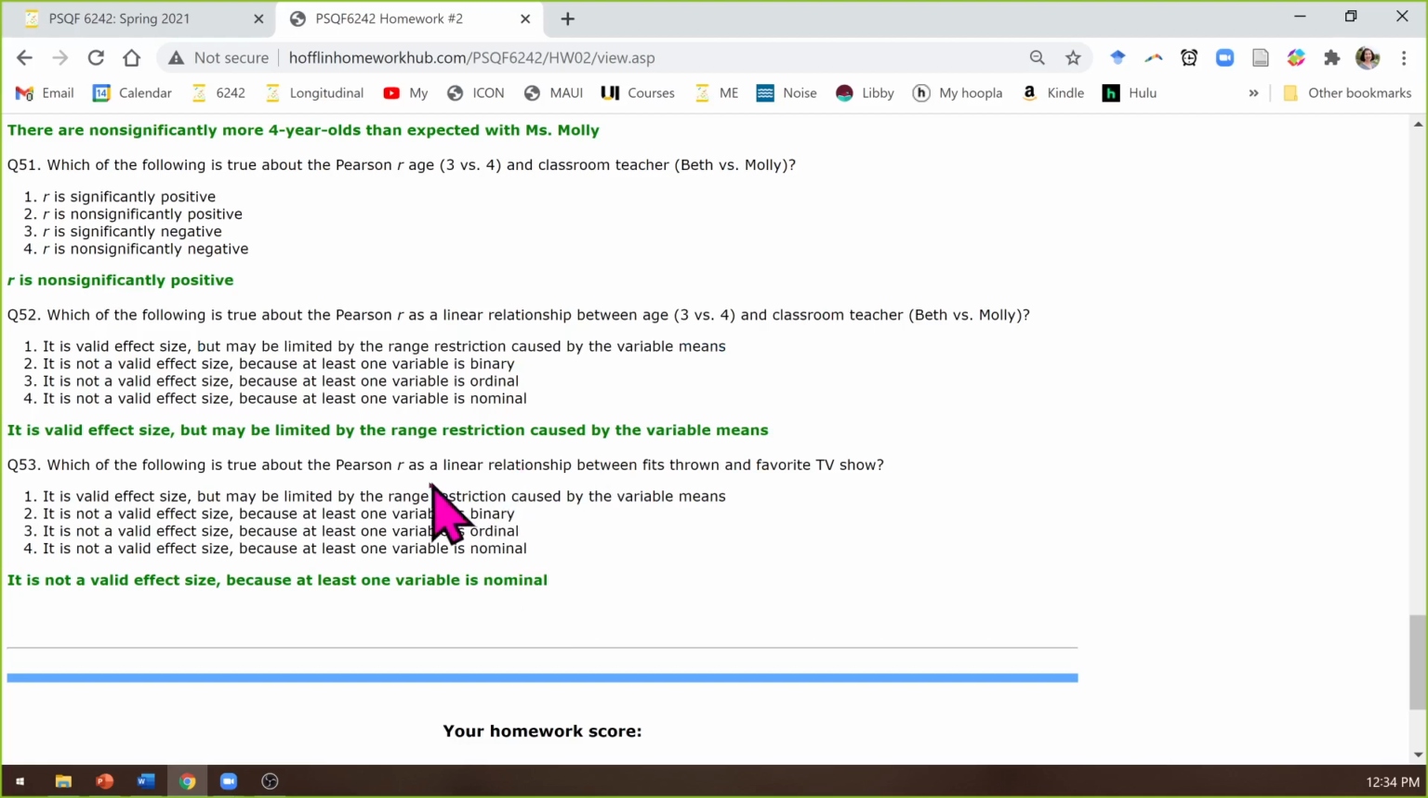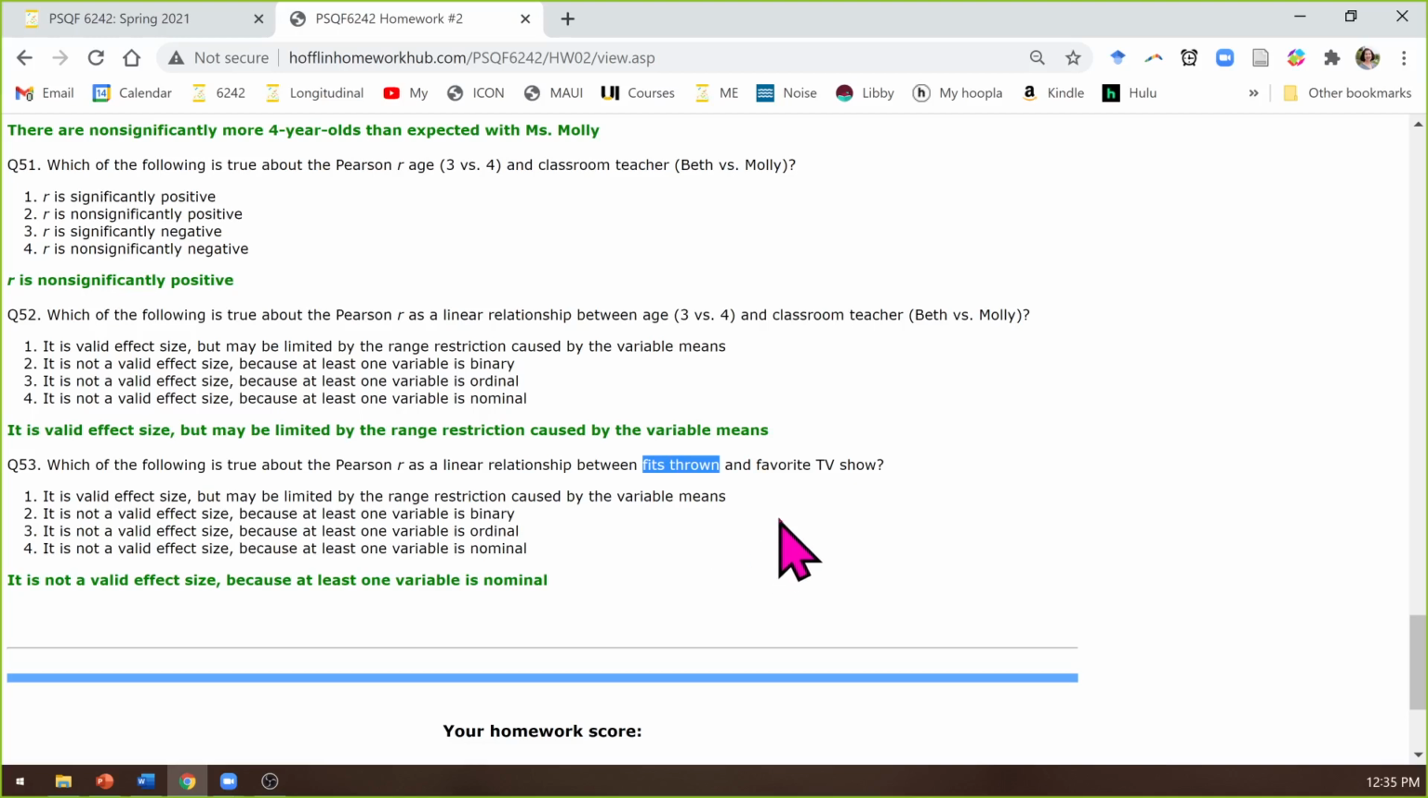Okay. So for instance, the last one here, a linear relationship between fits thrown and favorite TV show. So fits thrown is a quantitative variable. In this case, it's actually a count is the way that it's distributed. So it's integers that don't have negative values. But favorite TV show is a nominal variable. So even though 1 is Peppa Pig and 2 is Paw Patrol and whatever, they're not really numbers. So from that perspective, it doesn't make sense to talk about a 1 unit increase in TV show because more is not better. Like you can't say that the TV show that is number 3 is better than the TV show that's number 2 or number 1, because it's going to depend on the child's idiosyncrasy.